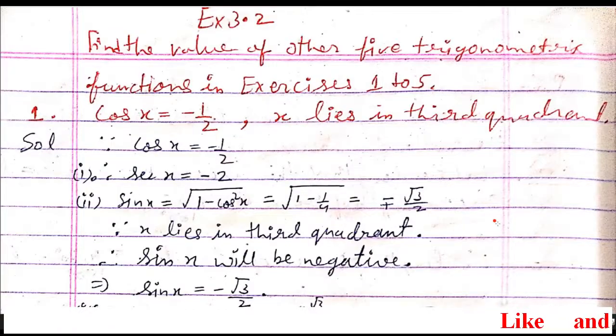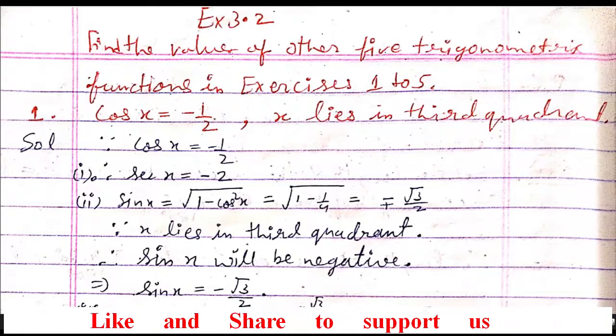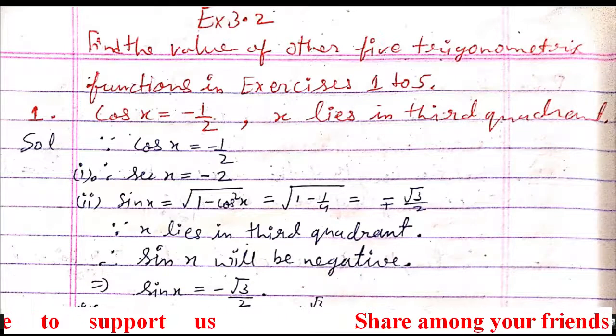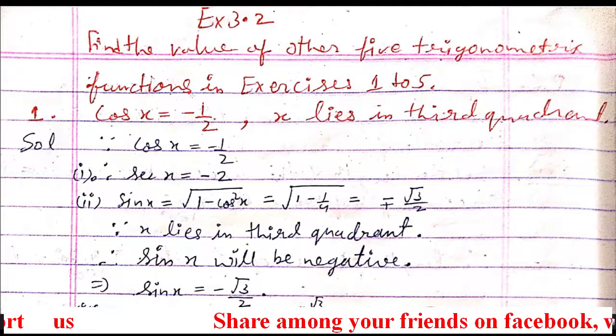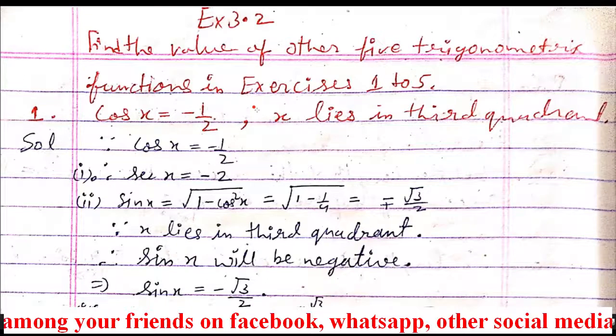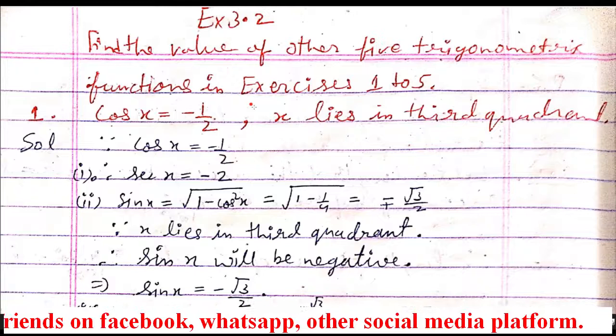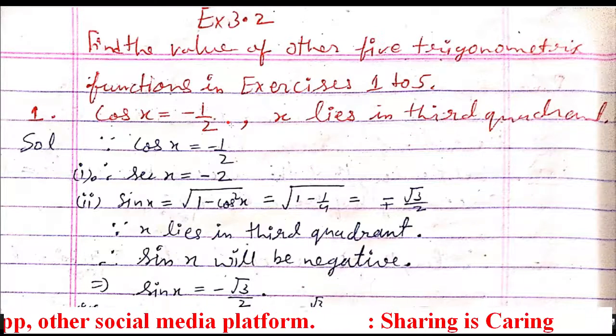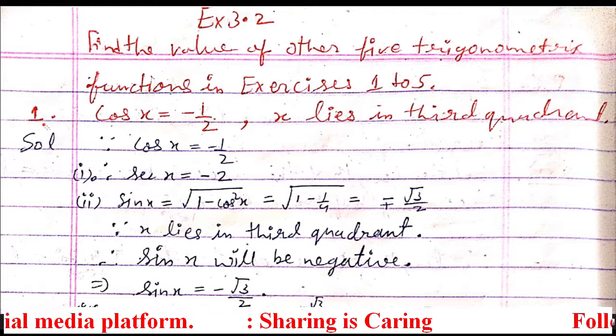Hello everyone, I am going to explain some questions from exercise 3.2 from class 11. The question which we have to solve is: find the value of the other 5 trigonometric functions in exercises 1 to 5. Means from questions 1 to 5, they have given us one trigonometric function, and we have to find the remaining functions. So, we will start from question number 1.